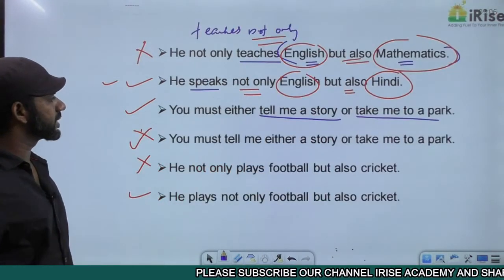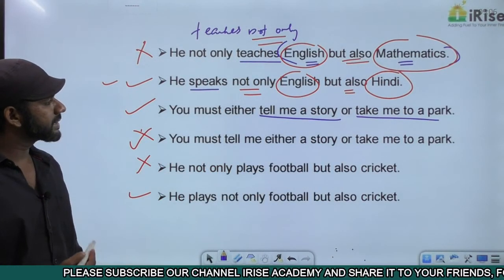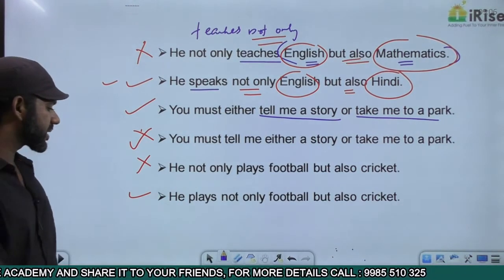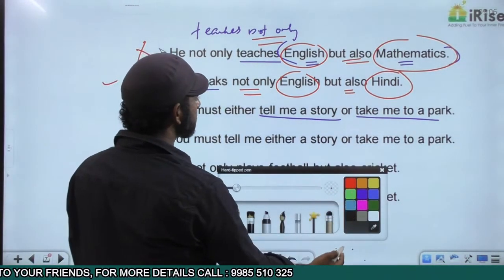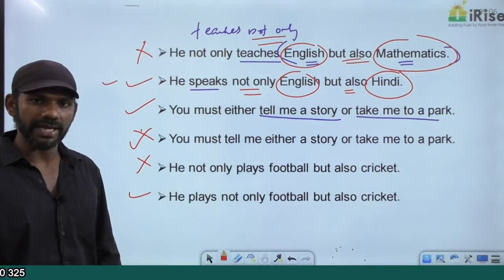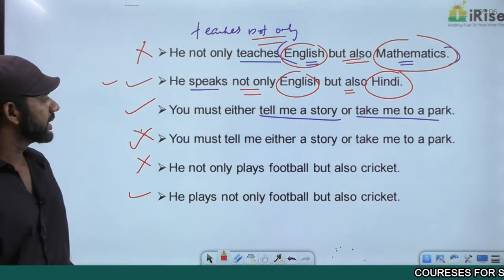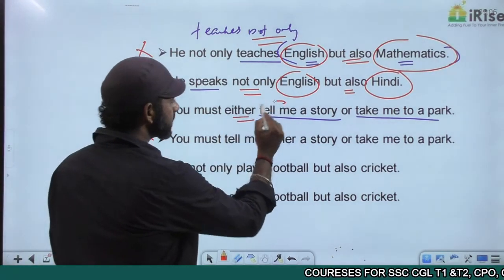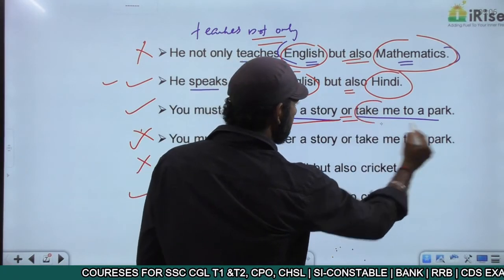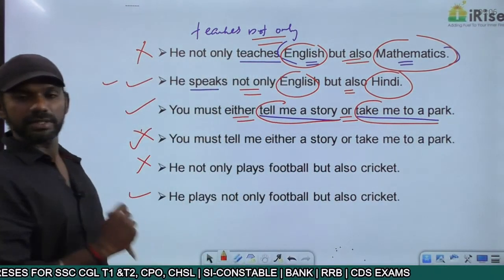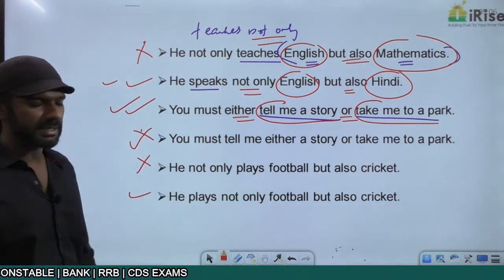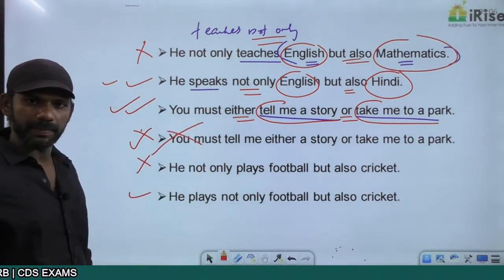Now come to the statement once again, the third sentence. You must either tell me a story or take me to a park. We have two actions here. One is tell me a story, the other one is take me to a park. So either or must connect those two actions. Come to the same statement. You must either tell me a story is the first action or take me to a park is the second action. So either or is connecting the two actions, grammatically correct. So the next one is grammatically wrong.